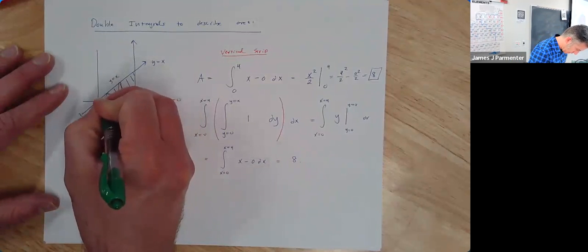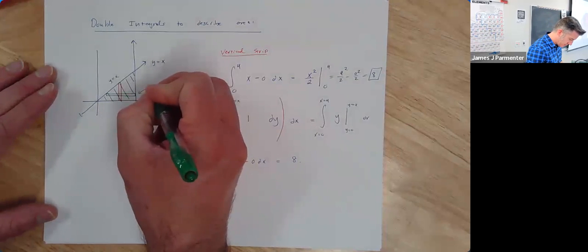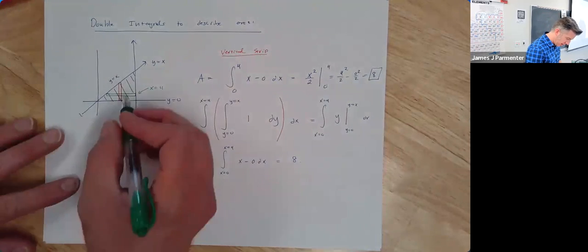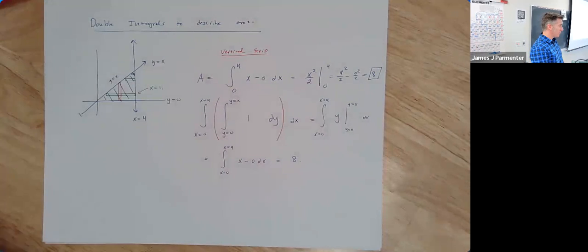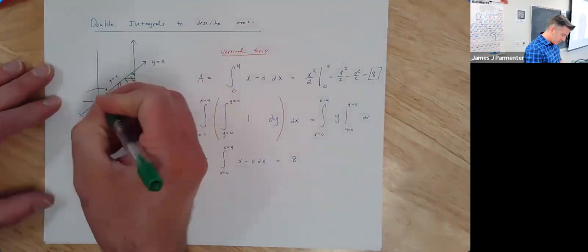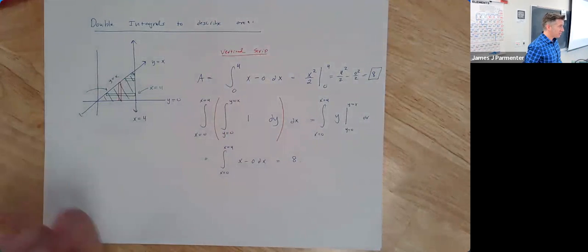So here's my horizontal strip. And now I'm thinking about the boundaries of that horizontal strip. The right-hand boundary is x equal to 4, no matter where I draw it. I could draw it there, draw it there. The right-hand boundary is always x equal to 4. The left-hand boundary is always still this line here. Now, the important thing to remember is that when we're doing a horizontal strip, we want x to equal a function of y. We want x equals something and x equals something.